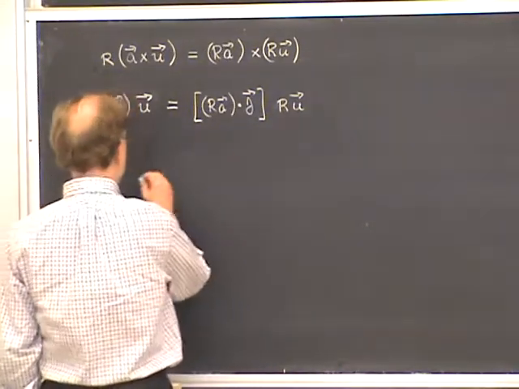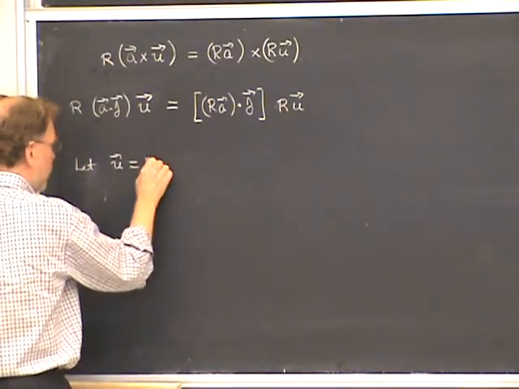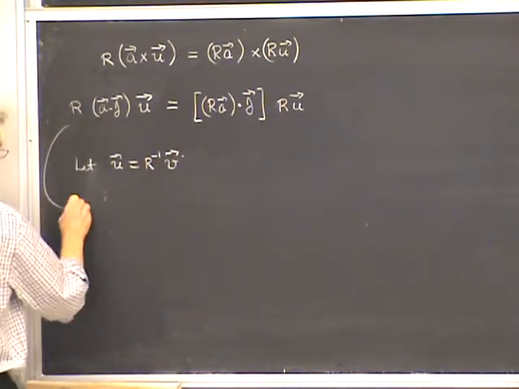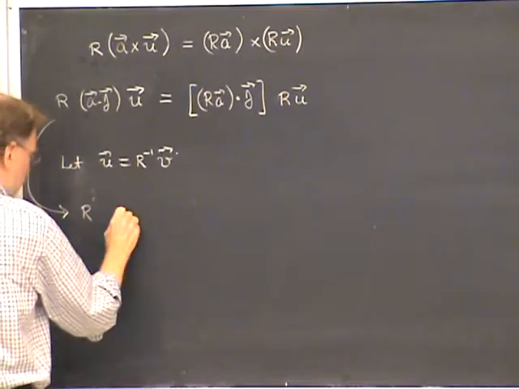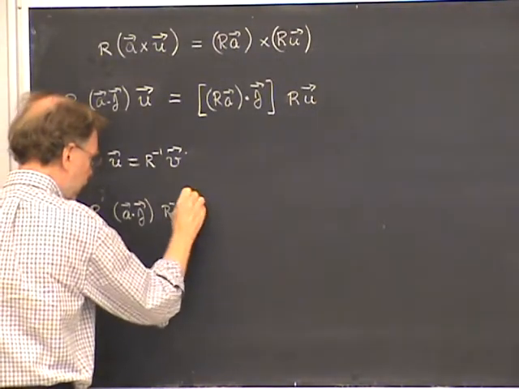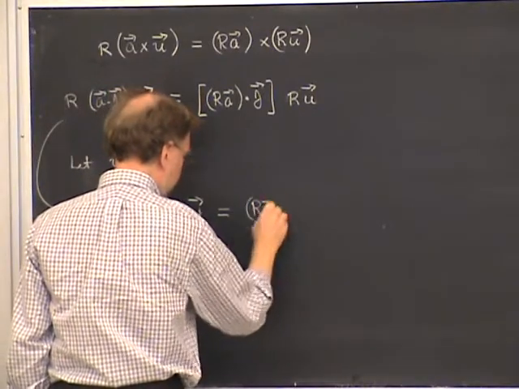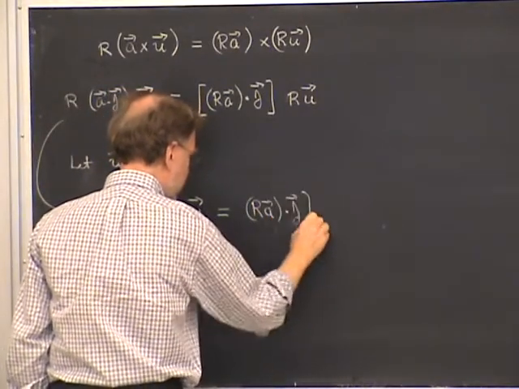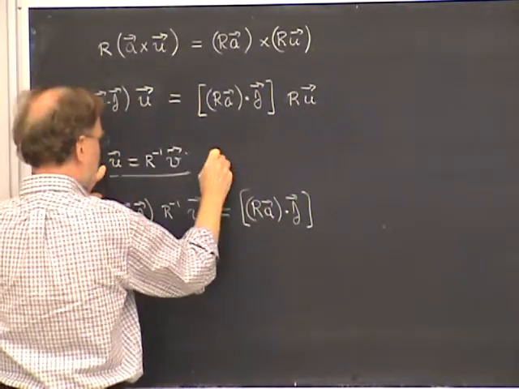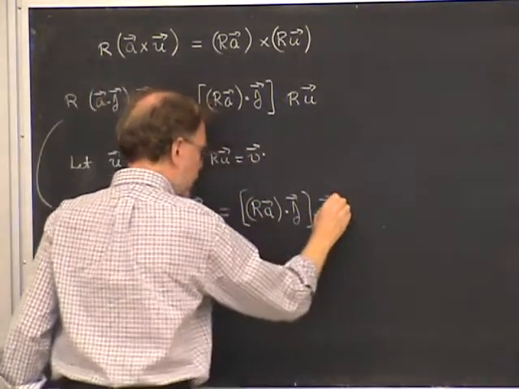To bring this out more clearly, let's write u equal to R inverse times another vector, let's call it b. Because if we do this, then this equation becomes R times A dotted into J times R inverse multiplying vector b is equal to, on the right-hand side, Ra, which is a vector, dotted into J, which gives us a matrix, which multiplies Ru. You see, Ru is equal to b.